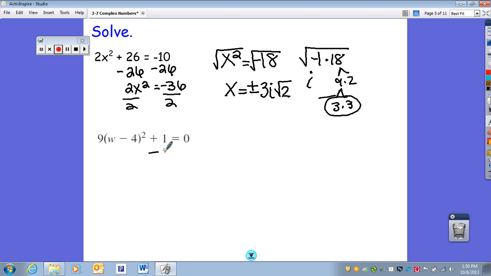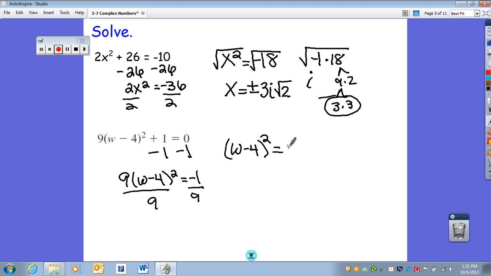So we're going to subtract 1 from both sides. And so we have 9 times the quantity w minus 4 squared is equal to negative 1. And then we'll divide both sides by 9. So we have w minus 4, the quantity squared, is equal to negative 1/9. Doing the inverse operation, we're going to take the square root of both sides. And since a square and a square root are opposite operations, they'll cancel each other.